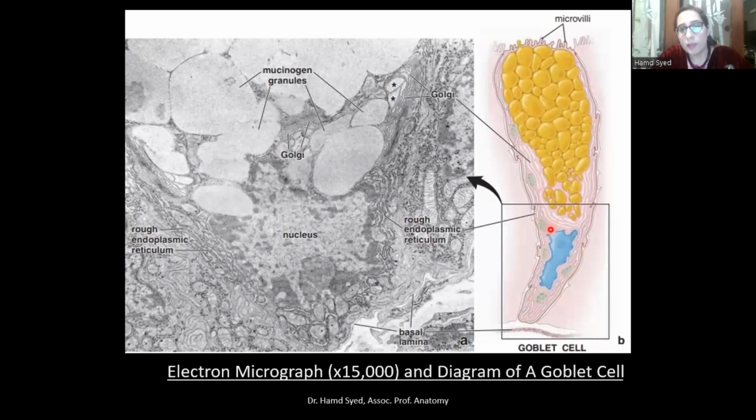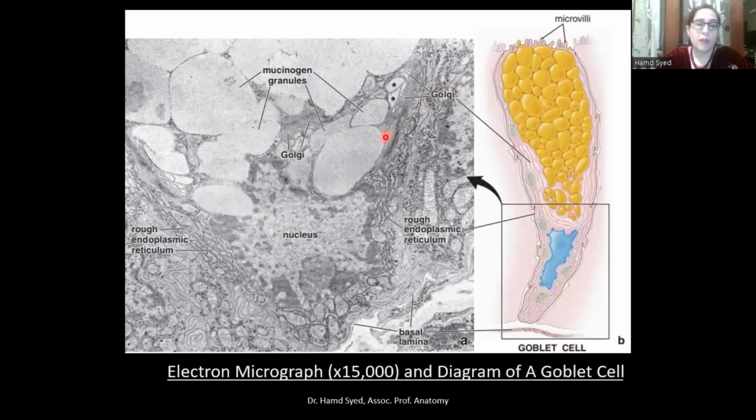And if we look at the basal portion, we can see the nucleus, and we can also appreciate there is going to be the rough endoplasmic reticulum, as well as the mitochondria. And over here in the apical portion, we see lots of mucinogen granules. And on the apical aspect, a few microvilli are also present, especially in the immature goblet cells, which are located deeper within the intestinal glands.